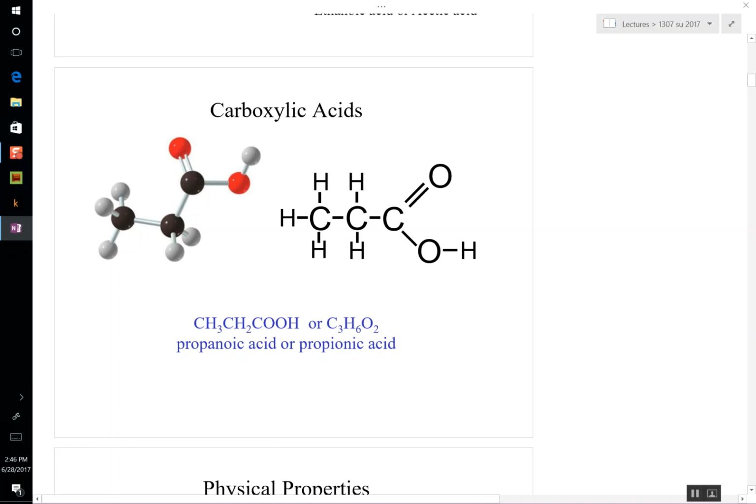So propanoic acid, we know that the carboxyl group's going to be on the end. Butanoic acid, hexanoic acid, it's going to be on the end. And there's another common name. Propionic is the common name. This is IUPAC.